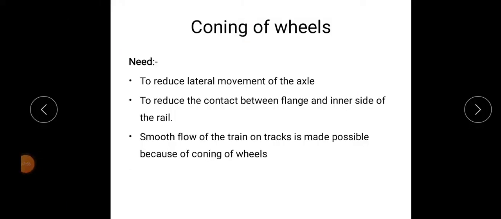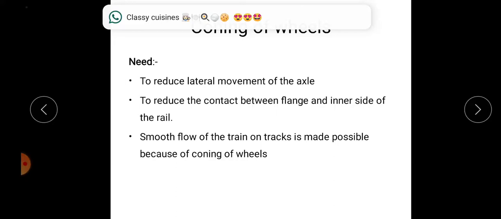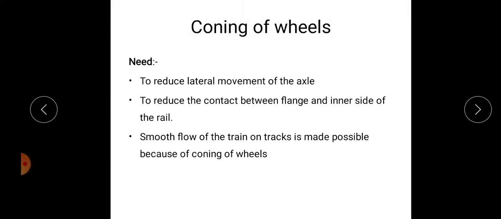Next, what are the needs of coning of wheels? Why are we providing coning of wheels on a railway track? First, to reduce the lateral movement of the axle. Second, to reduce the contact between the flange and the inner side of the rail. By providing coning of wheel, the center portion will touch the track. Third, smooth flow of the train on the track is made possible because of coning of wheel. These are the needs of coning of wheels.